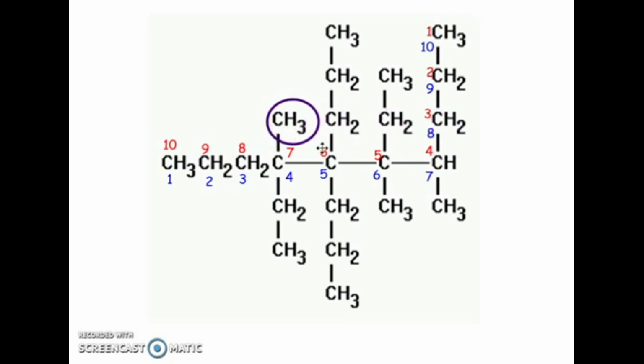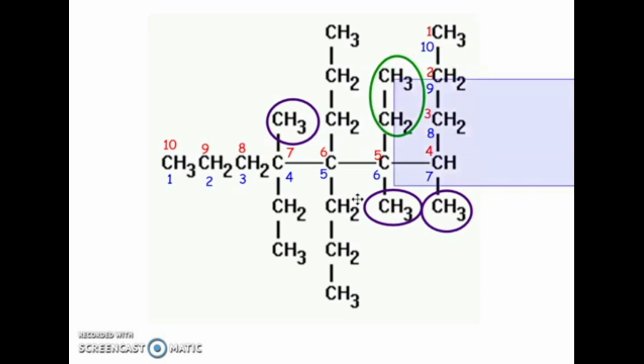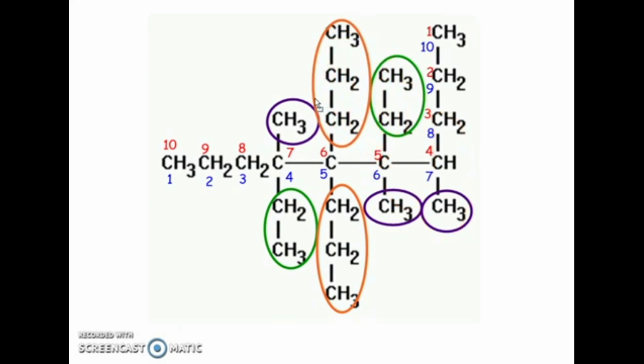I have a methyl group here. I have a methyl group here and a methyl group here. And then an ethyl group and another ethyl group and a propyl group and a propyl group. Now, if I start counting from the red, my first branch is off of carbon 4. If I start counting from the blue, my first branch is off of carbon 4.